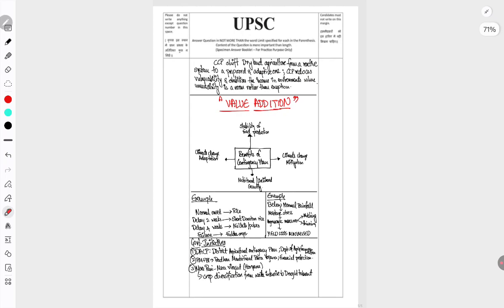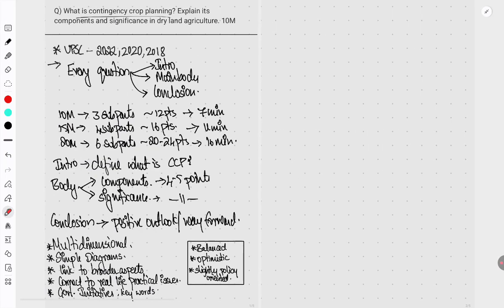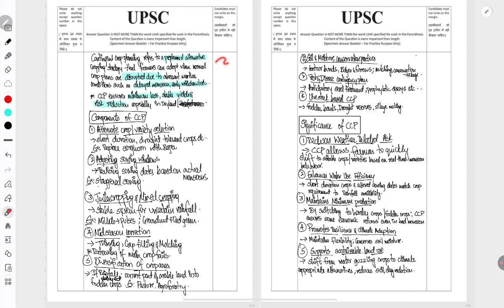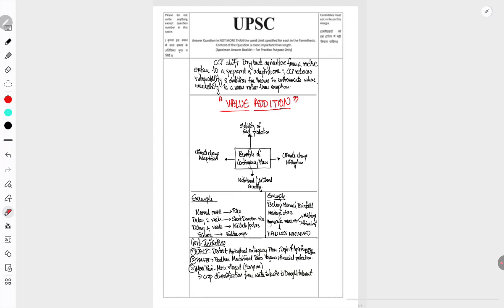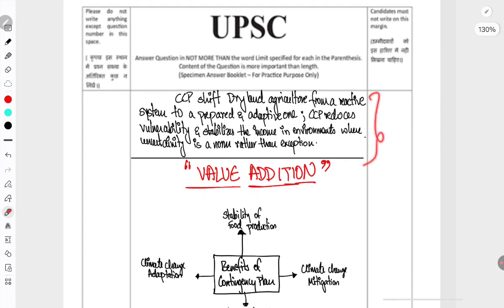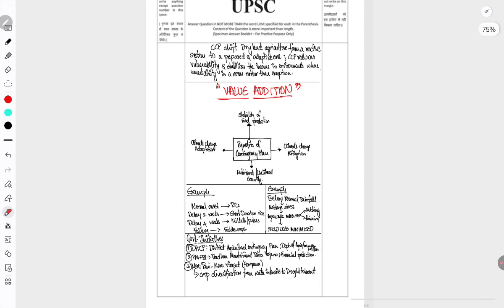So overall, I hope you understand. So the question asks for a definition of contingency crop planning, its components and significance. Hence, we have answered in the introduction what is contingency crop planning. We have very well multidimensionally answered components, and we have also mentioned significance of contingency crop planning, and also we have provided a decent conclusion. And also, if needed, we can add such value additions in this answer, right?